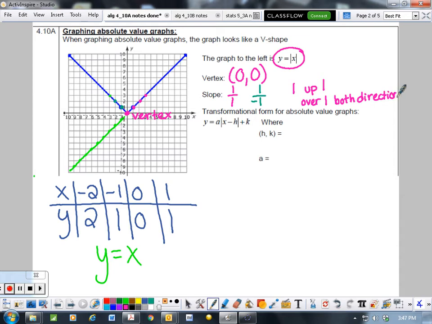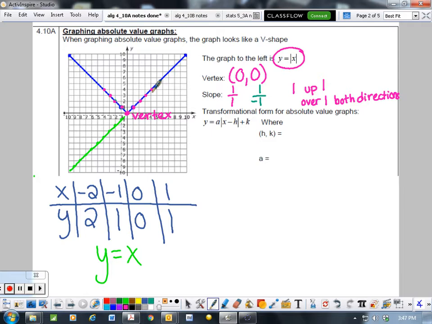And that's what we're going to do with our absolute value: it's up 1, over 1 both directions. So from here, up 1 over 1 both directions. And then from here, up 1 over 1, and then up 1 over 1, and again. We just keep doing that, so that we get that whole idea of absolute value and reflection.